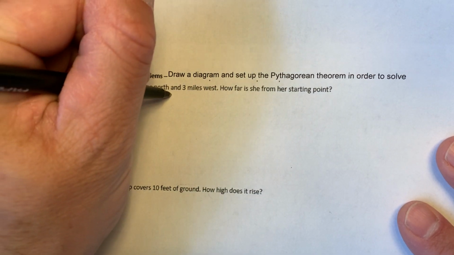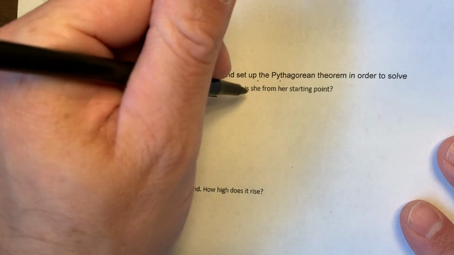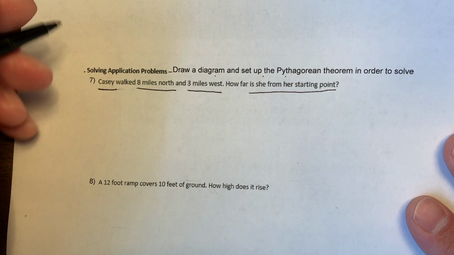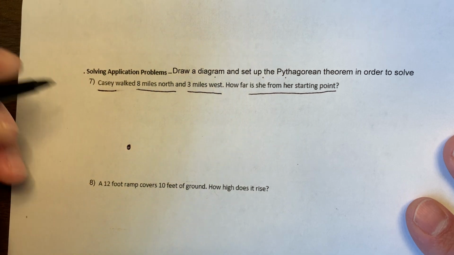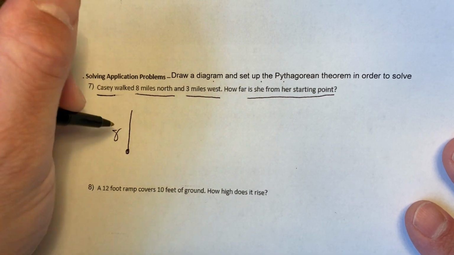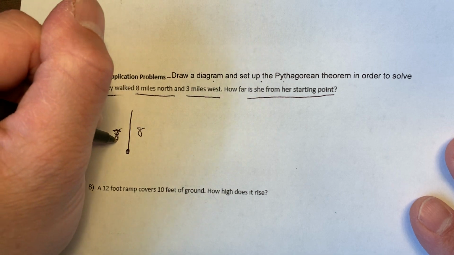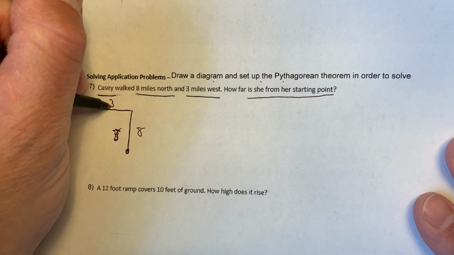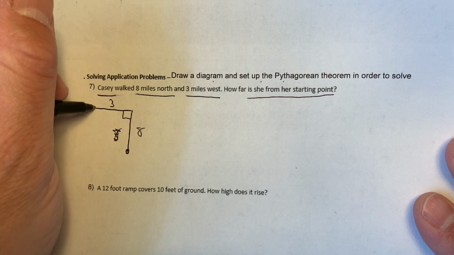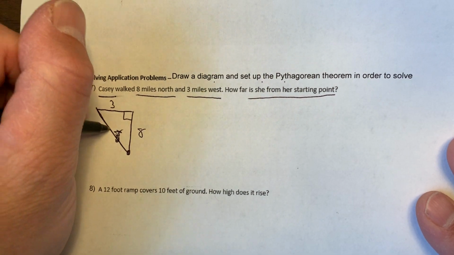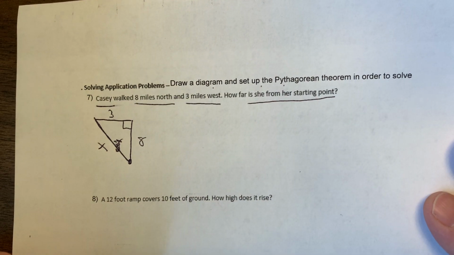Casey walked 8 miles north and 3 miles west. How far is she from her starting point? Let's say Casey starts right here. 8 miles north is that way, right? Okay. Oops. 8 miles north, I should have put it over here because 3 miles west is that way, right? West is to the left. And I'm going to draw a little right diagonal here, and they want to know how far she is.